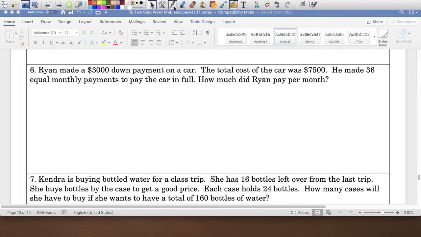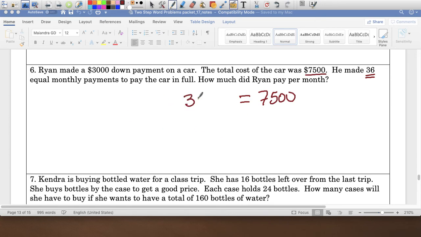6. Okay, so you're buying a car. Making a down payment means that you don't pay for the whole car at once, but you give him some money, right? And then the rest, you're going to divide it into 36 equal payments. You're going to pay it every month. You're going to pay a little bit, right? So the total amount of the car was $7,500.